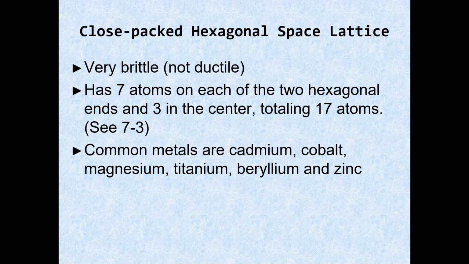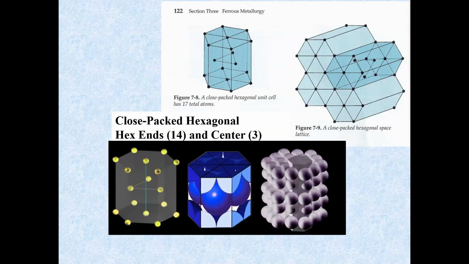And you can look at figure 7.3 in your textbook. Common metals are cadmium, cobalt, magnesium, titanium, beryllium, and zinc. And here are some photos or examples out of your book and from elsewhere that show you examples of that lattice. Very brittle. 17 atoms. Those are the things to remember.